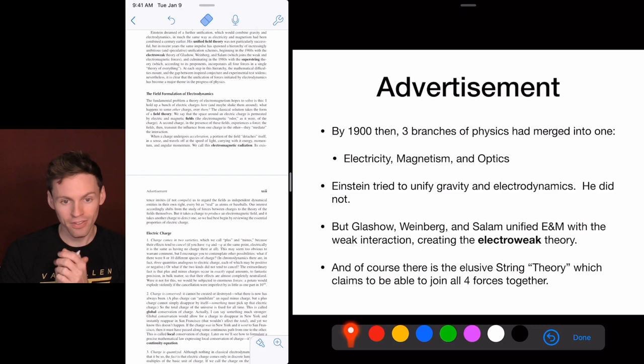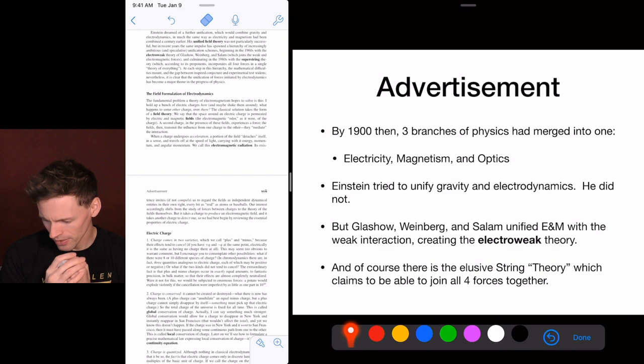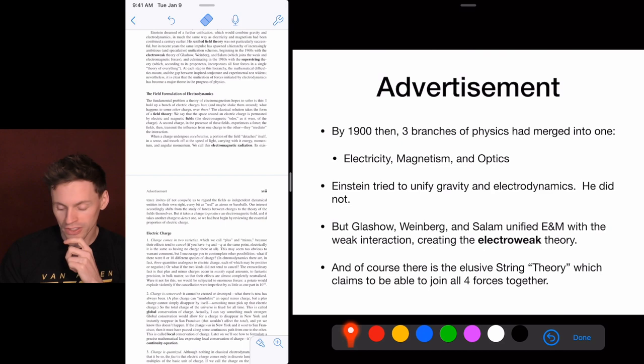By 1900, the three branches of physics had merged into one. Electricity, magnetism, and optics were combined into a single theory of electromagnetism. Einstein tried to unify gravity with electrodynamics, but he was not able to. Nobody has done it so far.